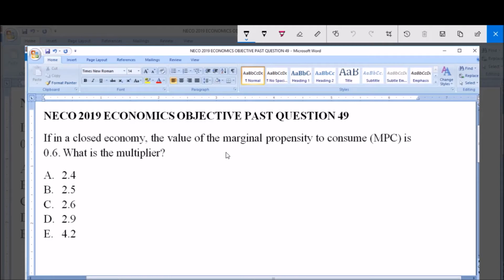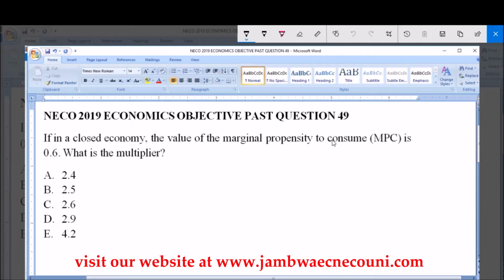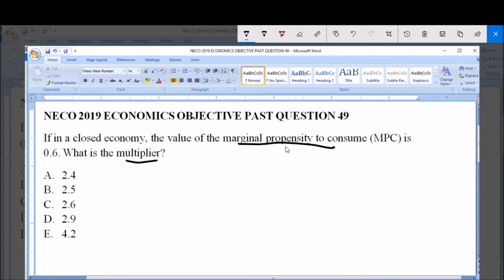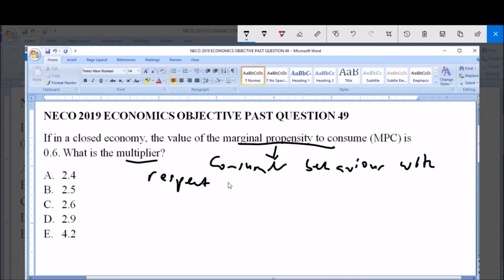So what we are looking to calculate here is the multiplier from marginal propensity to consume, and the concept of marginal propensity to consume describes consumer behavior with respect to their income. So this is what marginal propensity to consume describes.